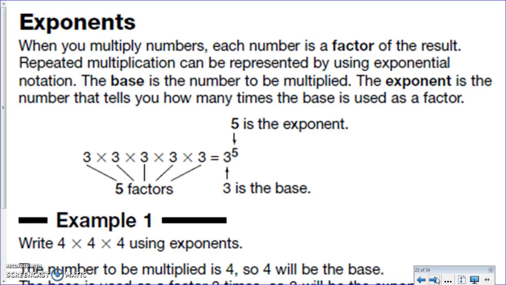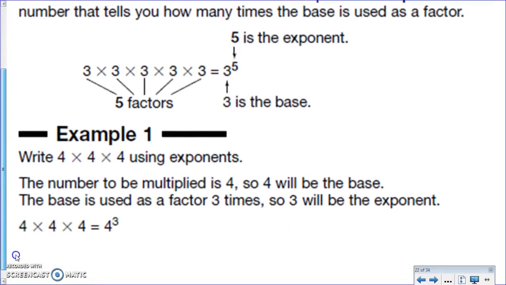Exponents. When you multiply numbers, each number is a factor of the result. Repeated multiplication can be represented by using exponential notation. The base is the number to be multiplied. The exponent is the number that tells you how many times the base is used as a factor. So in 3 to the 5th, 3 is the base, 5 is the exponent. It means 3 is being multiplied by itself 5 times. So it's 3 times 3 times 3 times 3 times 3.